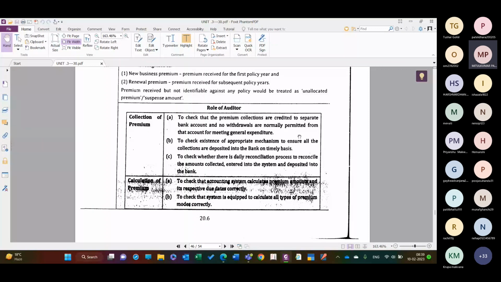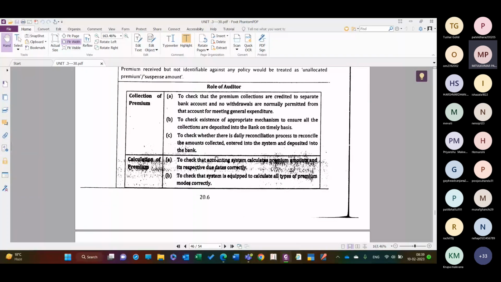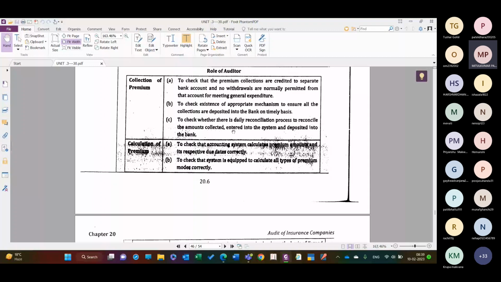To check the existence of appropriate mechanism to ensure all the collections are deposited into the bank on a timely basis. To check whether there is daily reconciliation process to reconcile the amount collected, entered into the systems, and deposited into the banks. Right? Again, it is partially, because ये तब था जब कलेक्शन होता था, सिस्टम के अंदर एंट्री हो जाती थी, फिर बैंक अकाउंट में डिपॉजिट करने जाते थे. Nowadays it is online, everything is done through an online mode. लेकिन इसके अंदर भी आपको ये देखना है कि there should be a sufficient system working appropriately or not.